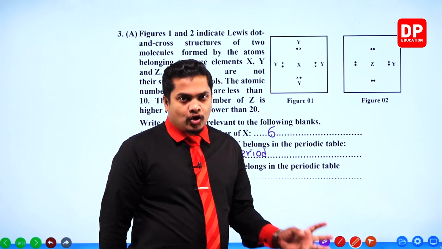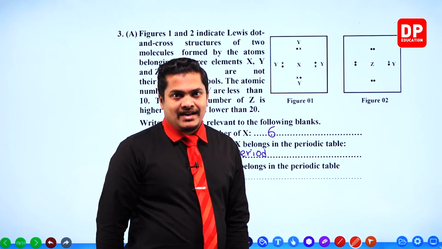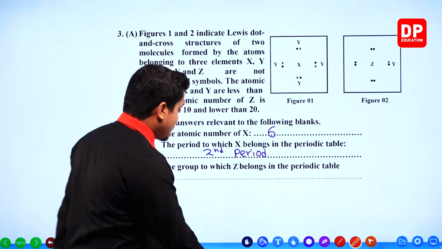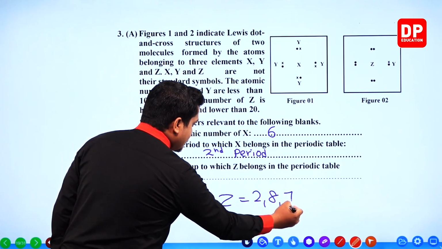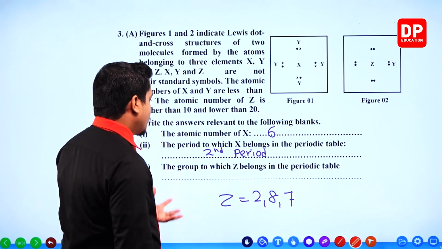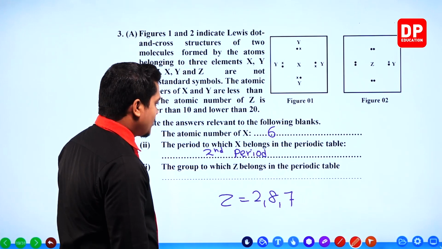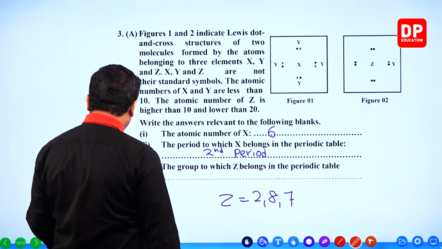So 7th group, the atomic number should be greater than 10 but less than 20. That means it should be 17. It's like this, no? 2, 8, 7. So the group which Z belongs in the periodic table is the 7th group, my dear children, right? Asking about the group. So 7th group should be the answer.